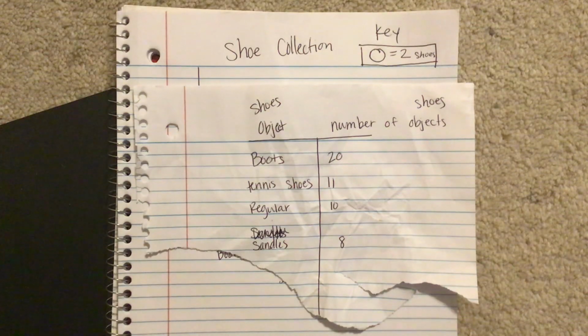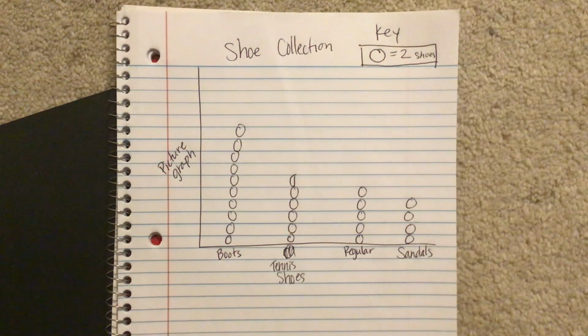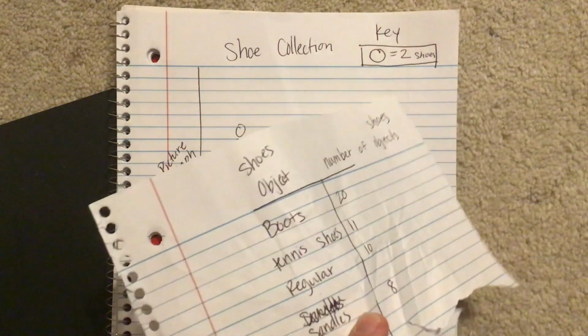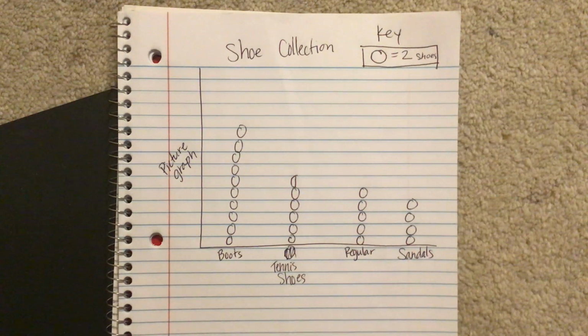At our house, we collected shoes, and then we sorted our data into categories and wrote down the number of each set of categories. So like our 20 boots or 11 tennis shoes. And yesterday on Tuesday, we turned our data collection into a pictograph. And today we're going to take our data collection and we're going to turn it into a bar graph.